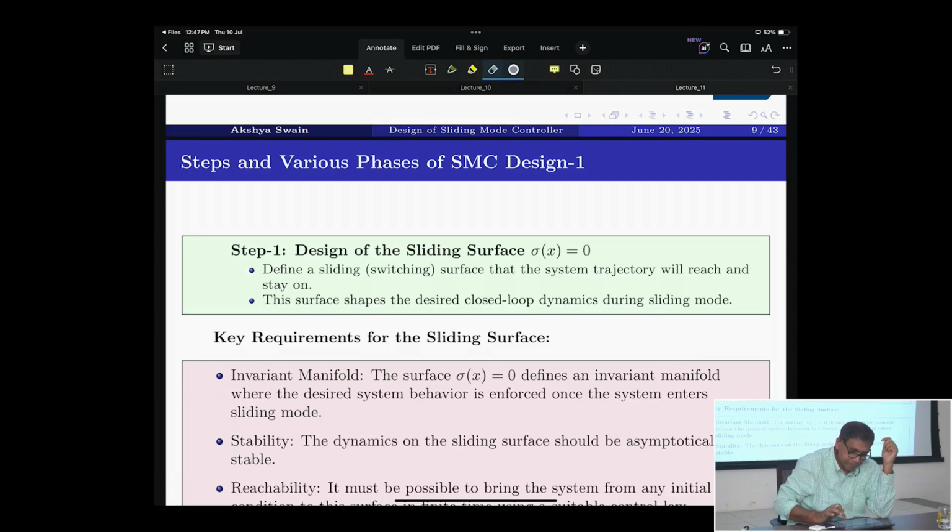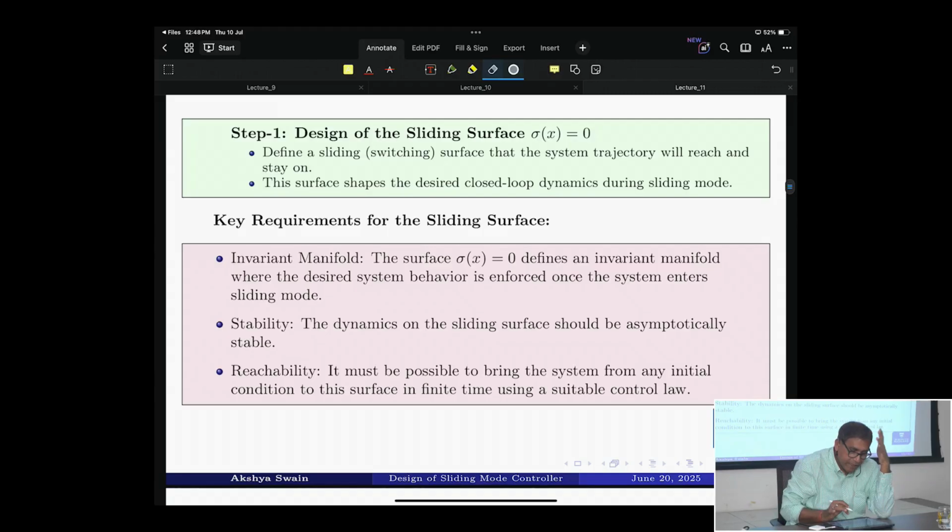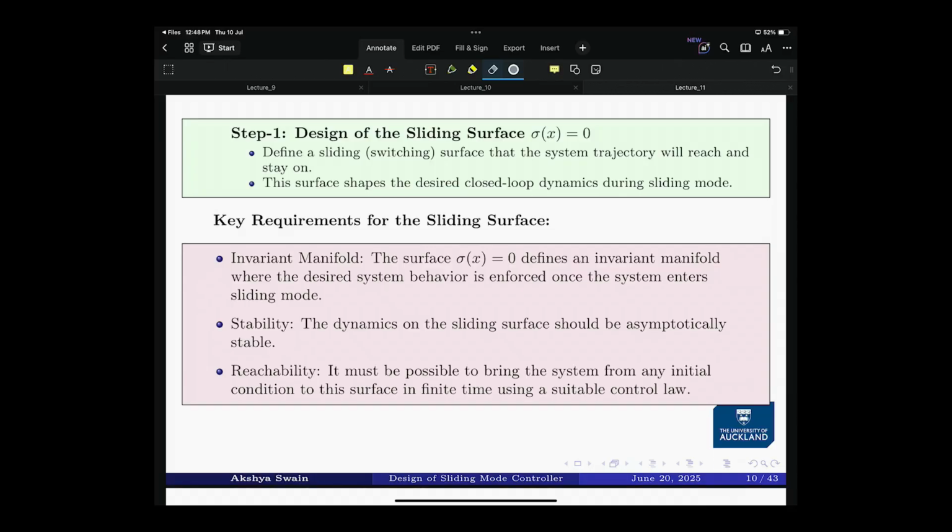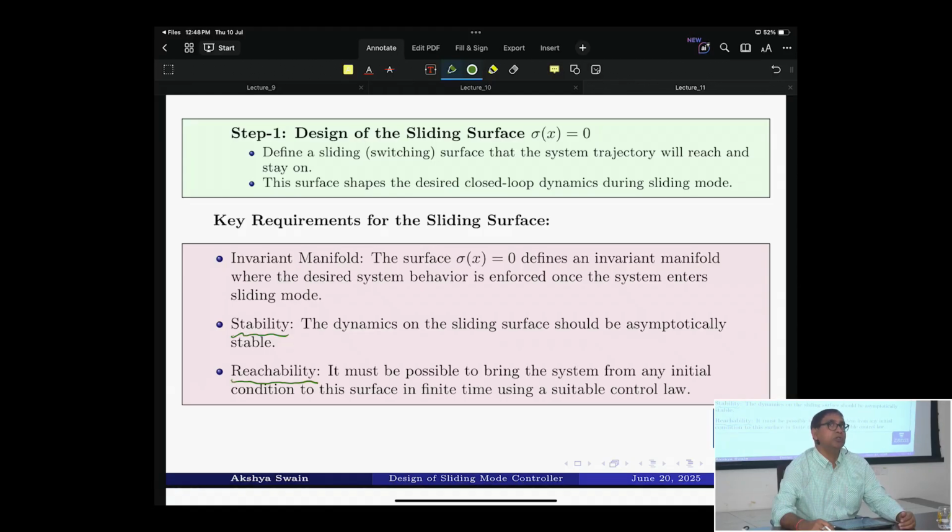Now, the dynamics on the sliding surface should be asymptotically stable, okay? And it should be reachable. Just like I told you, Mars you cannot reach, okay? So the system must be stable on the sliding surface. This is the condition. And that's the reachability. You should be able to reach there. Suppose you say, I want my sliding surface on the sun. You are not Lord Hanuman that you can reach there. It is not reachable, so the reachability condition is not satisfied, right? It must be possible to bring the system from any initial condition to this surface in finite time using a control law.